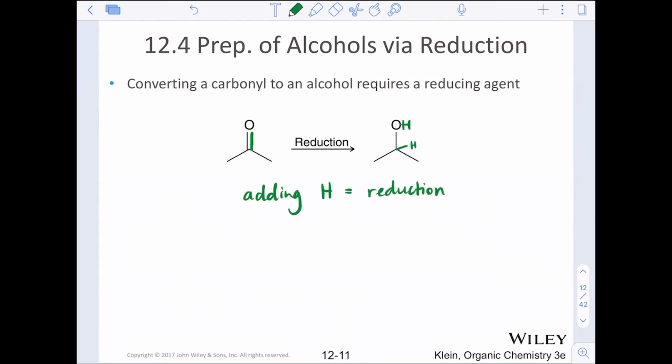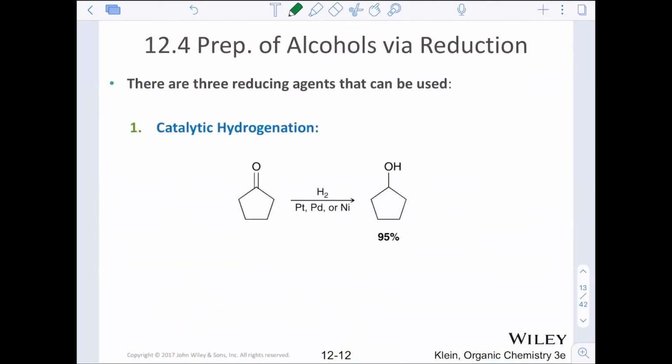If we were to do the reverse of this, we're taking away hydrogens, we're adding more oxygen bonds. That is going to be oxidation. Some of these reactions will be reversible, or we'll be able to see the reverse reaction happen with a different reagent.